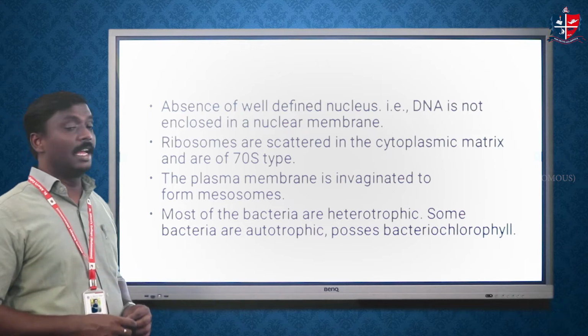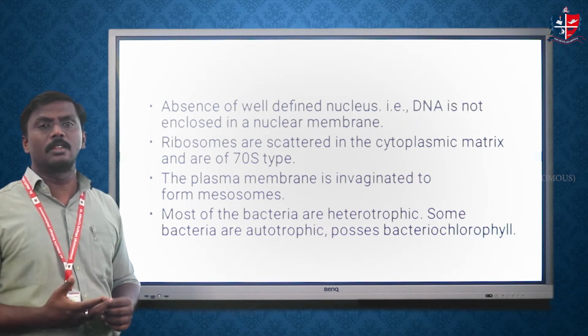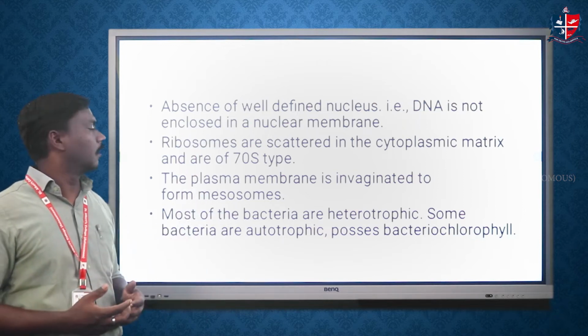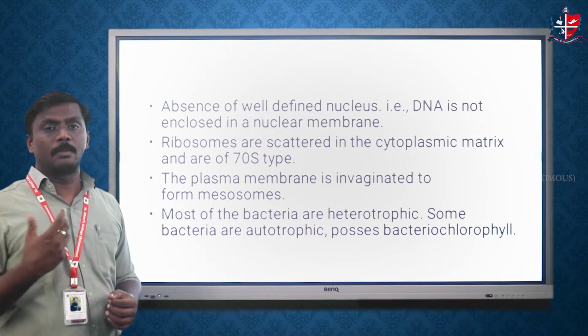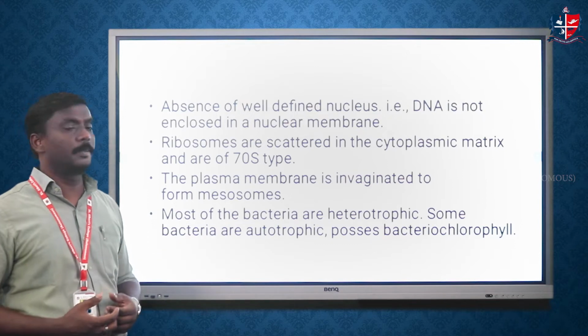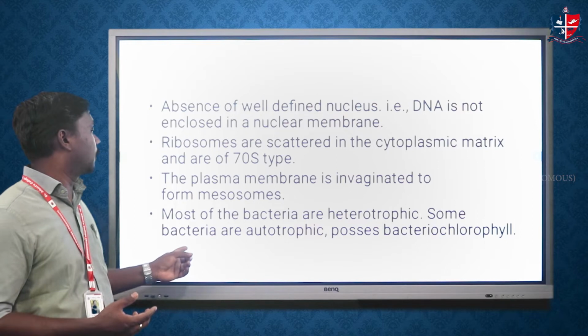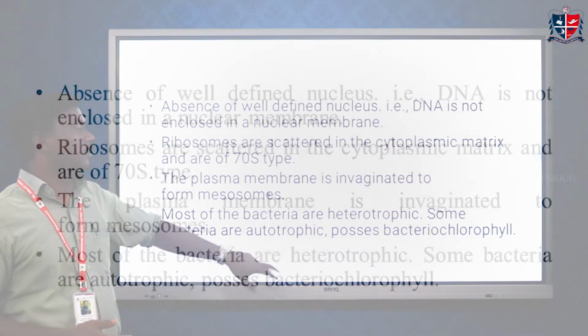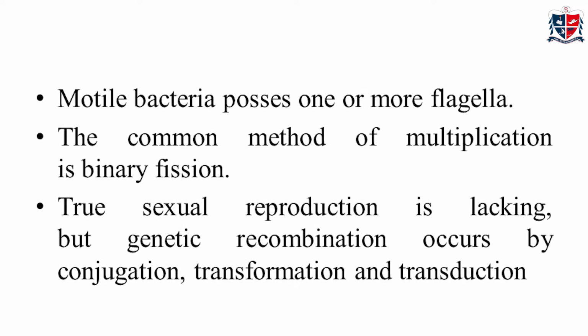Most of the bacteria are heterotrophic, autotrophic, chemotrophic; these are all levels of the food web. You know that autotrophs are organisms that can prepare their own food, and heterotrophic means they depend on other substances as their food. Some bacteria are autotrophic and possess bacteriochlorophyll, which helps in photosynthesis. Motile bacteria possess one or more flagella. These are the characteristics of bacteria we are explaining.